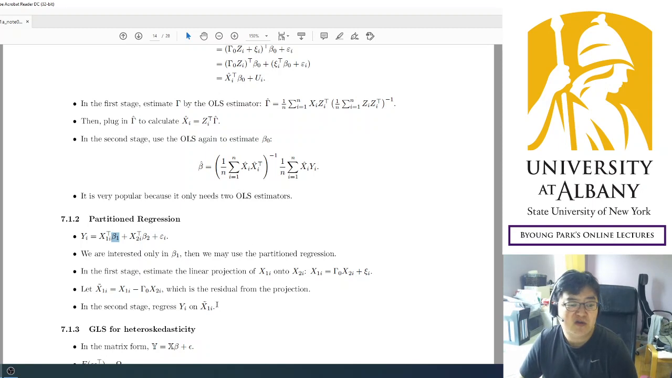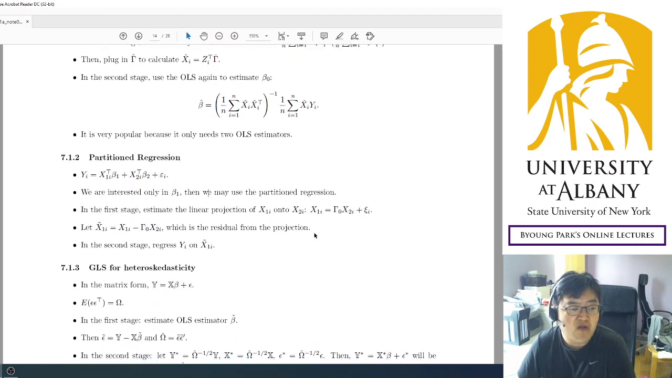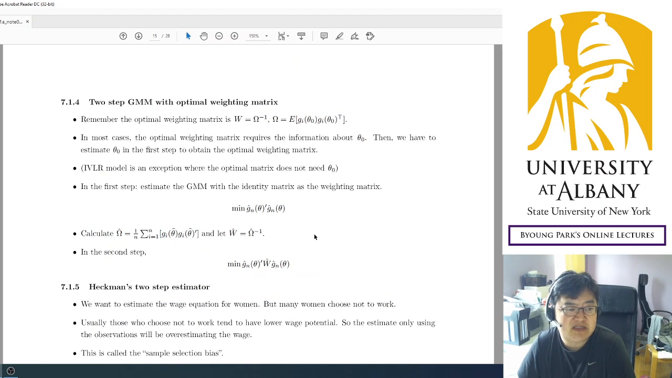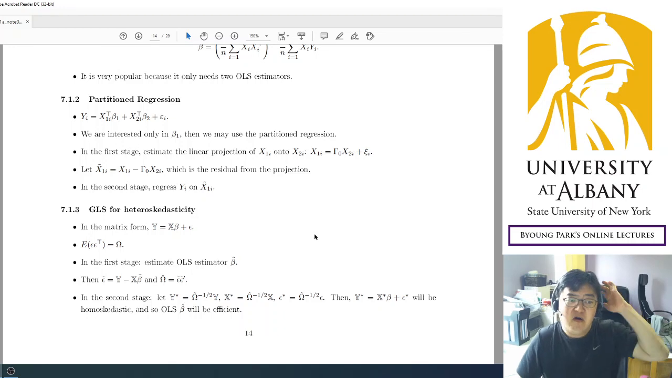Of course, you don't need to do it. You can do it in one step, just regress y on x1 and x2. But just to give you an example of what we are doing, I included it. Another example you may have seen is the heteroskedasticity generalized least squares method.